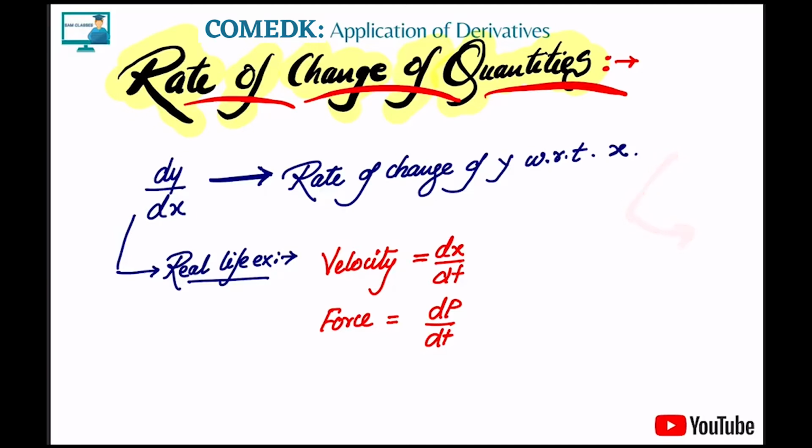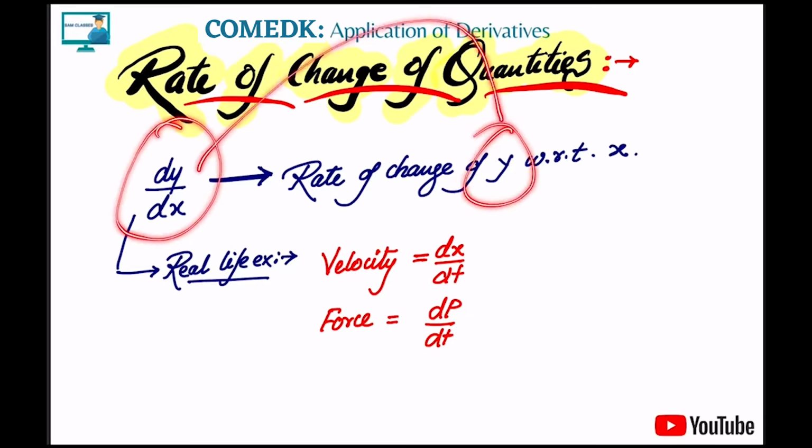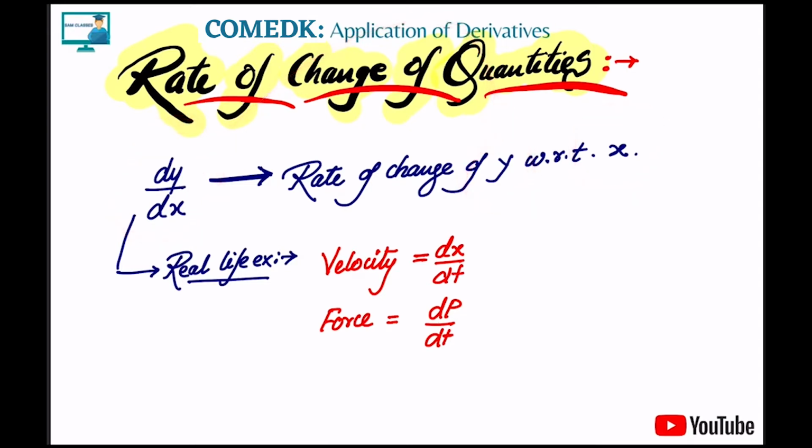So basically here we are doing the rate of change of one quantity with respect to another. When we say dy by dx, it simply means the rate of change of y with respect to x. That's it, pretty simple. To sum up, the rate of change of a quantity is nothing but how fast or how slow something is changing with respect to another quantity.